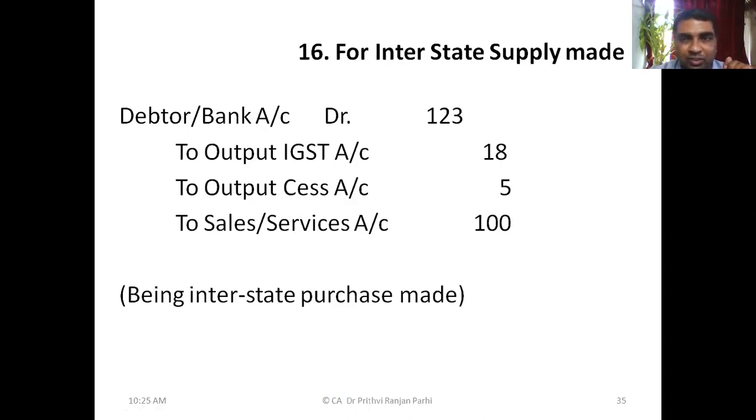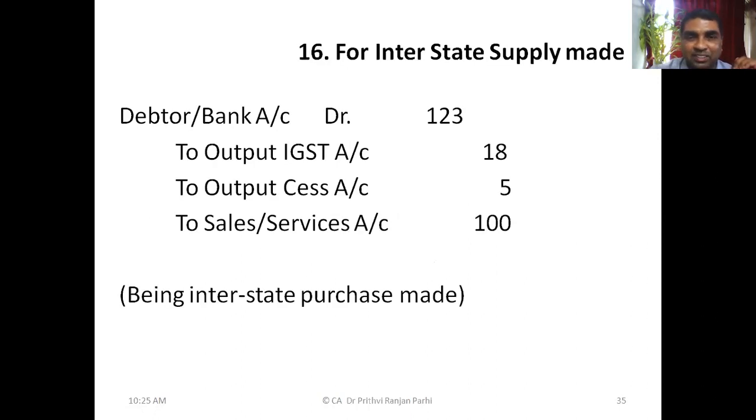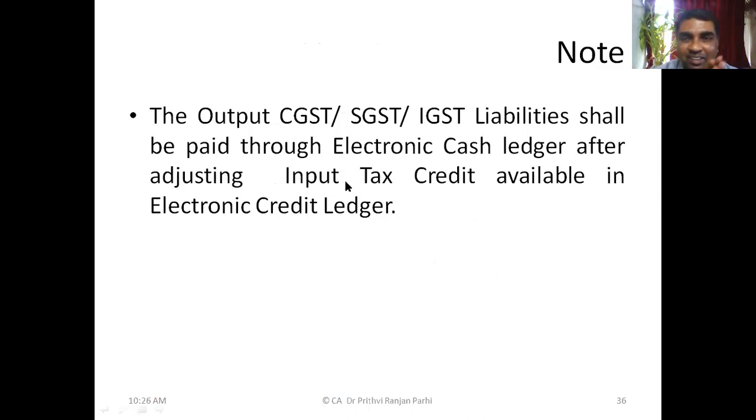Okay, understood. And here you have to remember the CGST, SGST and IGST liabilities. These are the liabilities. Here, the IGST liability can be settled through the electronic cash ledger after adjusting the input tax credit available in the electronic credit ledger. This concept we know. We have already covered the entries, so I am not covering that once again. We already know how to do it.